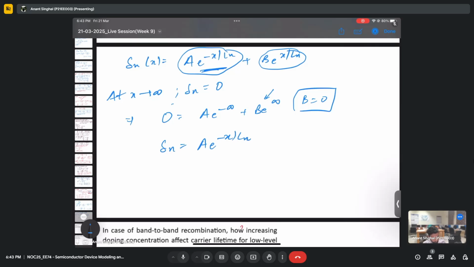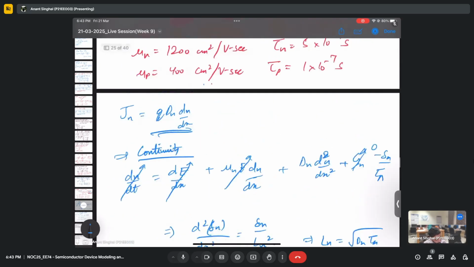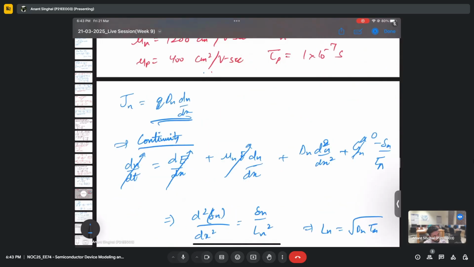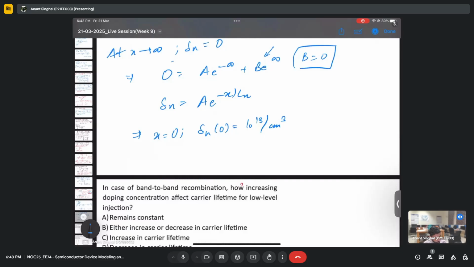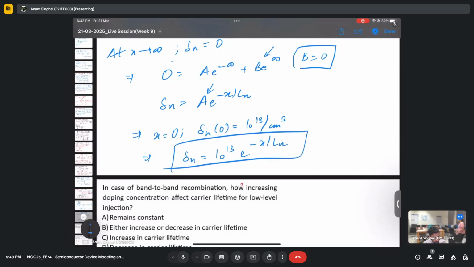Now it is given in the question that at x equals 0, the delta n at 0 is 10 raised to power 13 per centimeter cube. I have already given here that the excess carrier concentration is this. So we can use the initial condition to calculate the A. The final equation is delta n naught exponential of minus x by Ln. Ln we can find out using Dn and tau n, and these two are also given in the problem. Dn is 31.2 and tau n is 5 times 10 to the power minus 7, that is 0.1 microsecond. If you solve it, this is 3.94 times 10 to the power minus 3 centimeter. So now you know everything.